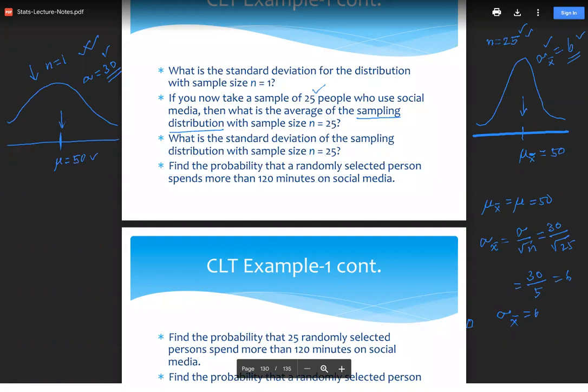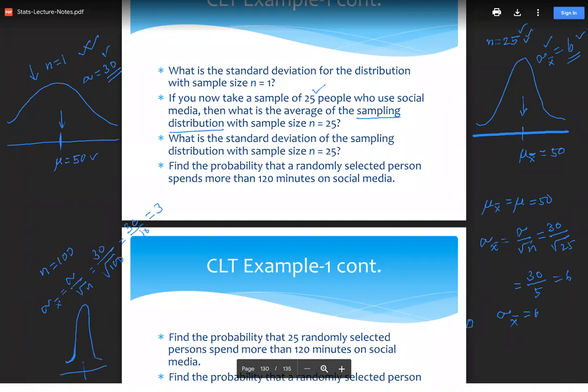And if I were to change this number, who said it has to be 25? Can I do 100? Yeah, sure, I can do 100. So if my n is 100, sigma sub x bar is equal to sigma over square root of n, that is 30 over square root of 100, which is 30 over 10, which is just 3, right? So if I increase the sample size, it's going to become even narrower, like that, okay?